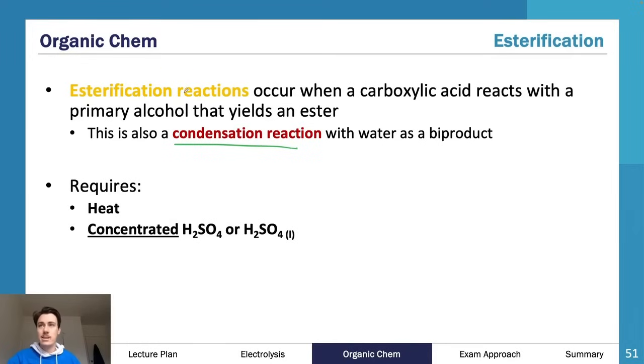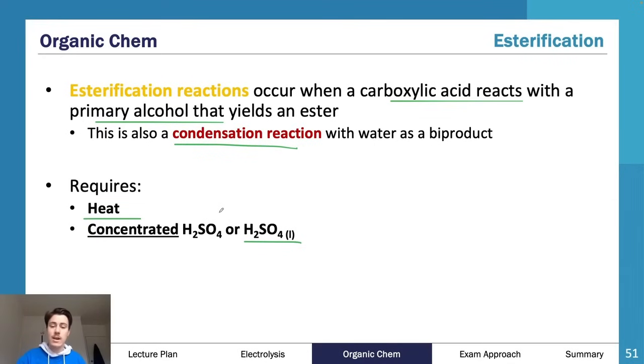The esterification reaction occurs when a carboxylic acid reacts with a primary alcohol and yields an ester. Really, really important, there are 2 things here. It requires heat, so when you're running your arrow, it requires heat. It also requires concentrated H2SO4 or liquid H2SO4. So if you write H2SO4 aqueous, you are wrong. It's just wrong. If you write H2SO4 aqueous concentrated, or concentrated H2SO4, you are correct. If you write H2SO4 liquid, you are correct.